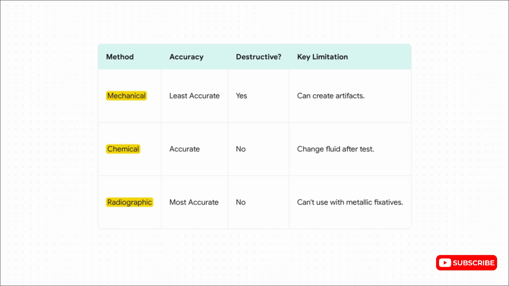The chemical test is much more accurate, and it doesn't damage the tissue. And then you have the radiographic method, which is basically taking an X-ray. It's the most accurate method by far. The only catch is that you can't use it if you used a fixative that contains metal, like zinc or mercury, because those will show up on the X-ray and block you from seeing the calcium.